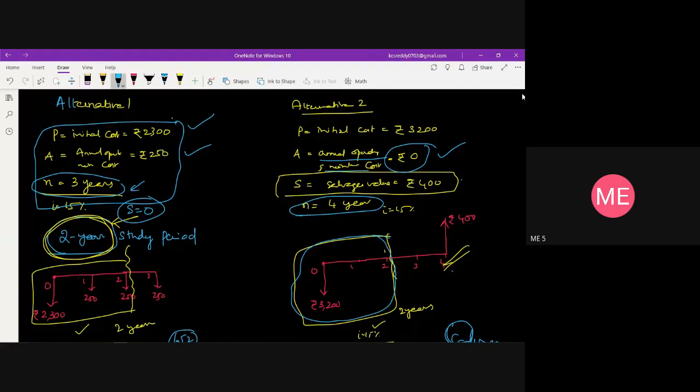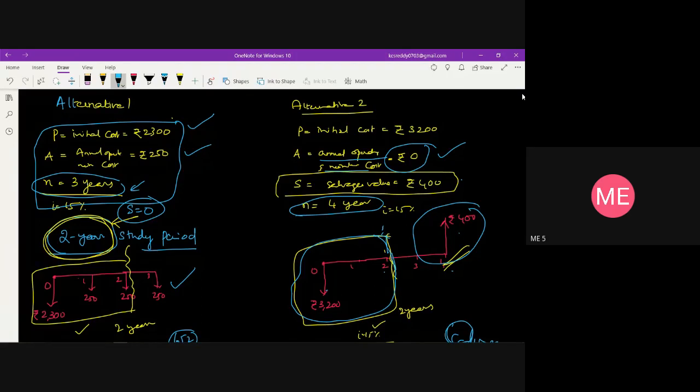So when I'm assuming this 2 years, I'm leaving this cash flow, I'm not taking it into consideration here. So in order to take it into consideration, the salvage value at the end of the second year is going to be calculated. If I use only a 2 year study period, you have to consider only up to this point. By using this, we can find out that alternative one is the best.